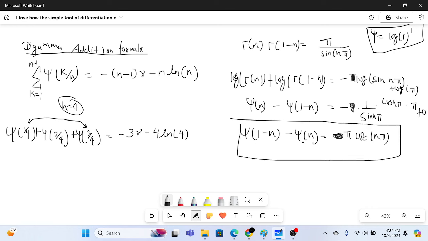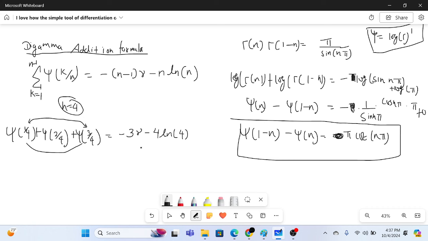Now, can I find digamma 1 by 2 from this formula? I wonder if I can. 1 by 2 cot pi by 2 is 0. Oh, I cannot find it, because both are just digamma 1 by 2, which cancel out, so I get 0. No, I cannot.